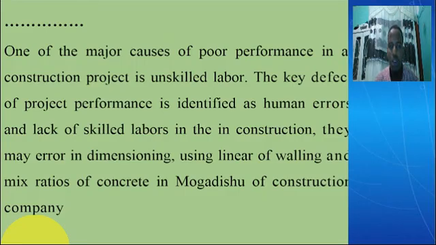One of the major causes of the poor performance in the construction projects is unskilled labor. The key effect on the project performance is identified as human error and a lack of skilled labor in construction. They may make errors in dimensioning using linear walls and in the mixed ratio of concrete in Mogadishu construction companies.